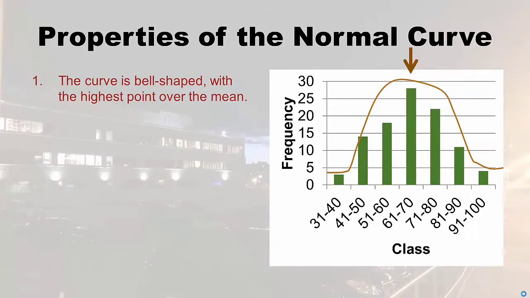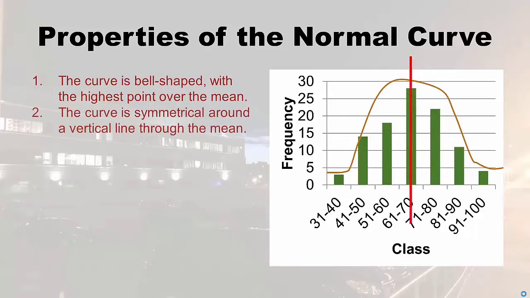So I'm going to use this example of the fake chemistry test scores to exemplify these properties of the normal curve. There's 5 I'm going to talk about. The first is that the curve is bell-shaped with the highest point over the mean. And you can see I drew a scribbly little curve, put a little arrow there to show you that's where the mean of the scores were.